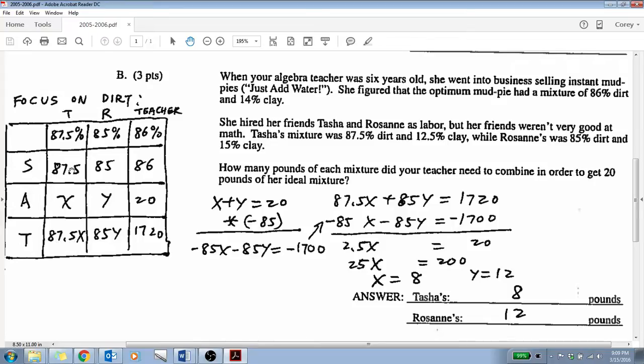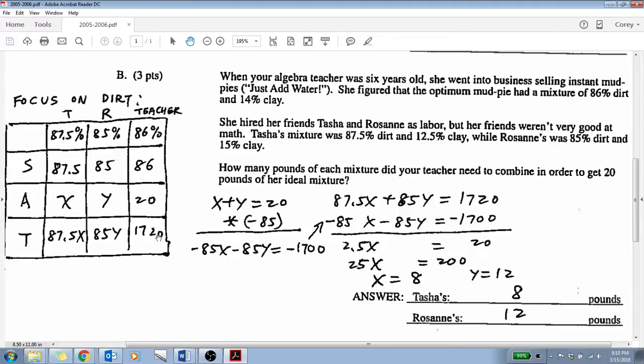amount of sand is found by multiplying the percentage of sand times the amount that we're adding. So 87.5 times X gives you this total, 85 times Y gives you 85Y. And then it's given to you that what we're trying to get to is an 86% mixture with sand or dirt, and we want to have 20 pounds of this mixture total. Okay, so when we multiply those together, I'm going to get 1720.